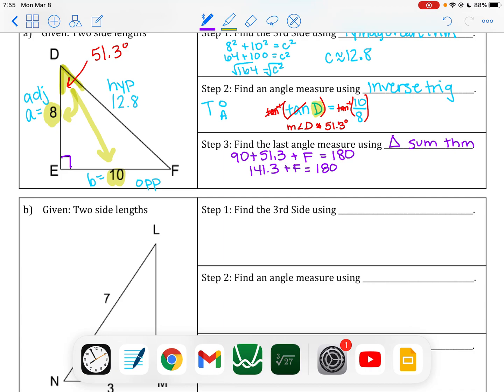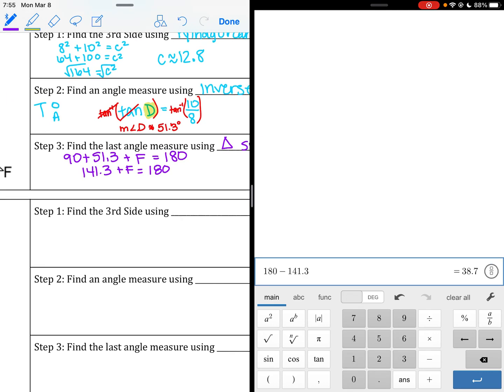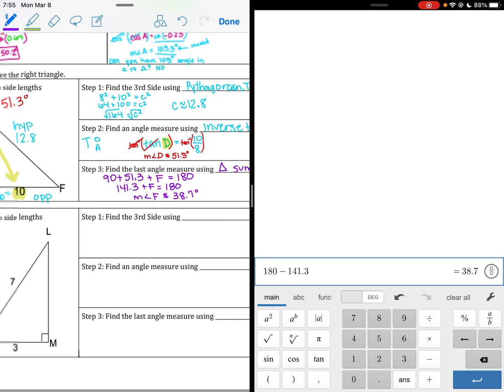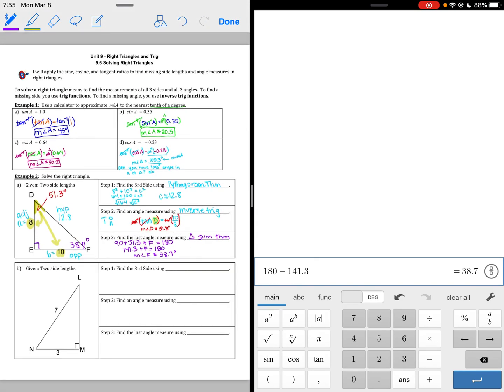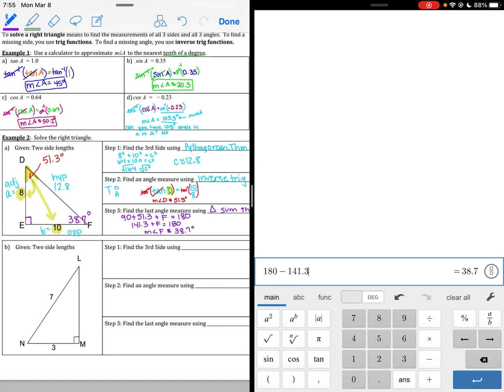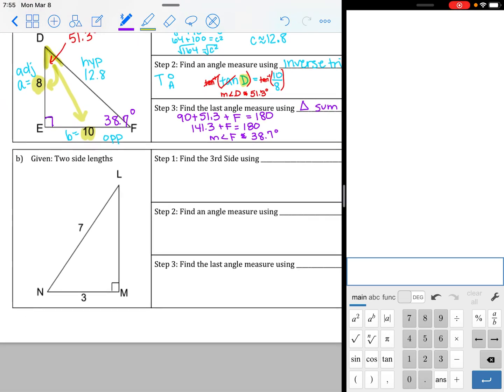So what I have so far is the 141.3, and then I'm just going to take that away from 180. So 180 minus 141.3 is 38.7. So the measure of angle F is going to be about 38.7 degrees. So when we're solving a right triangle, that means find all of the measures. And we can do that if we have two side lengths. So looking at the next one, you might want to pause the video and try this one and then see if you got it correct.